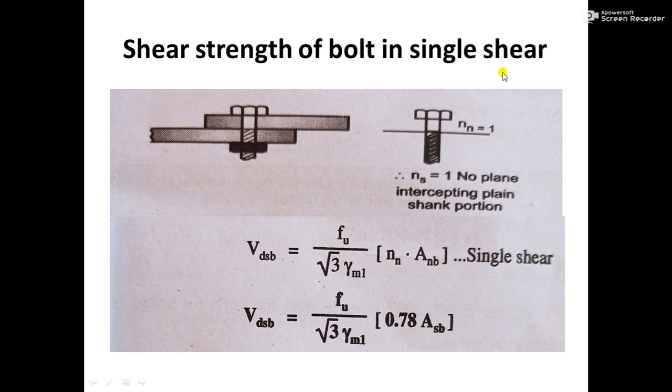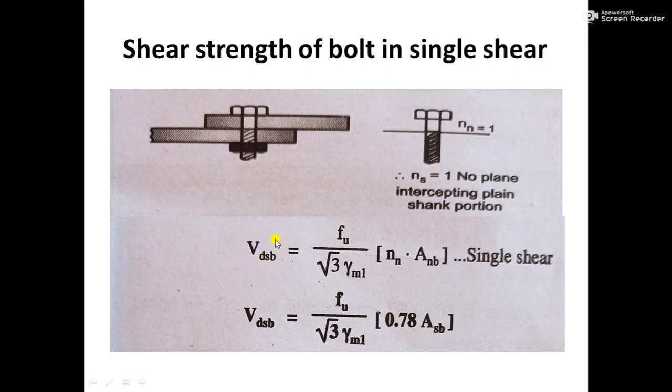Shearing strength of bolt in single shear. These are the two plates connected by overlapping each other by bolted connection. Then the design shear strength in bolt. V is the shear, D for design strength in bolt.